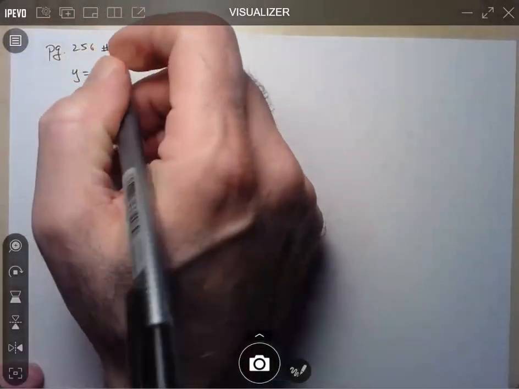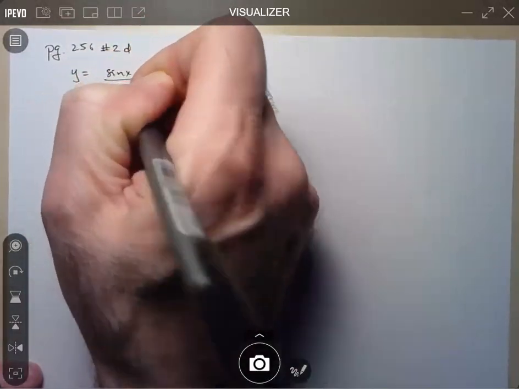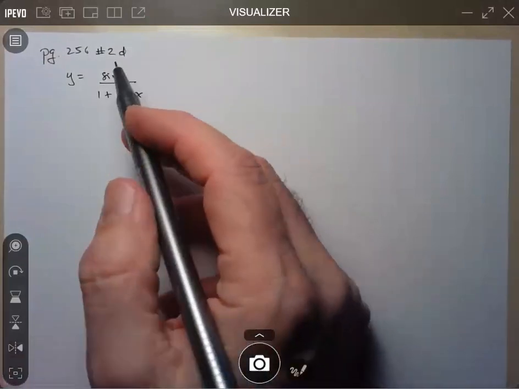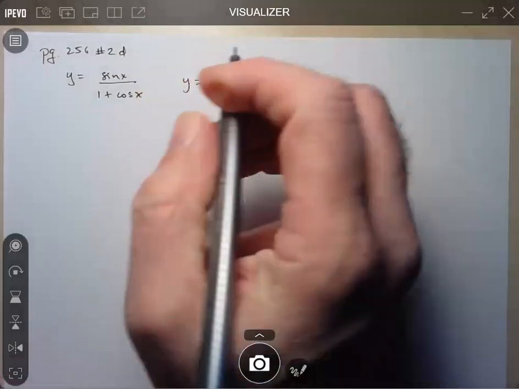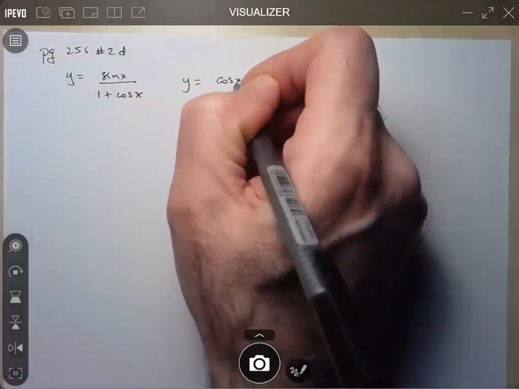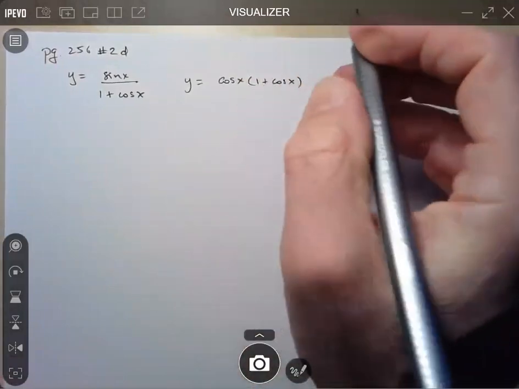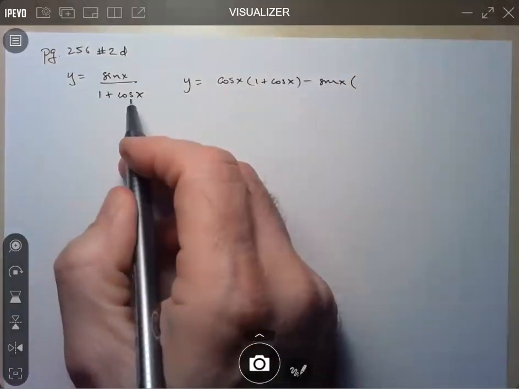All right, so here they want us to find the derivative, and it looks like we've got y equals sine x over 1 plus cos x. So let's take a look at this here. Clearly, we're going to have to use the quotient rule. So derivative of the numerator, cos x, times the denominator function, 1 plus cos x, and then minus the numerator function sine x times the derivative of the denominator function.